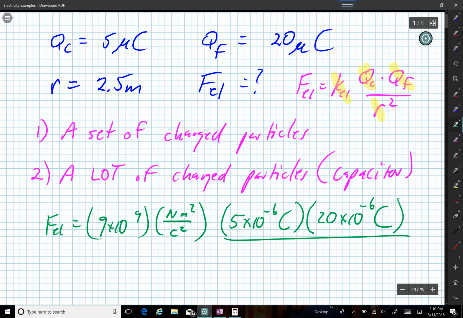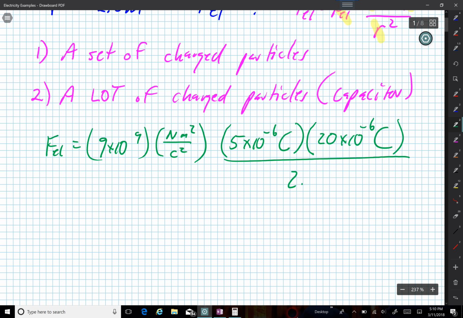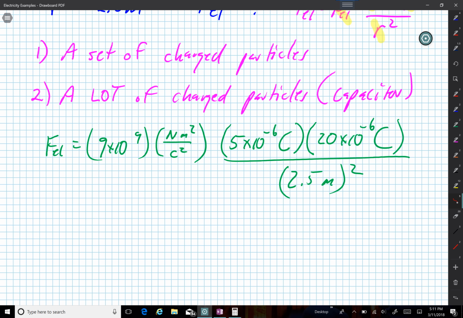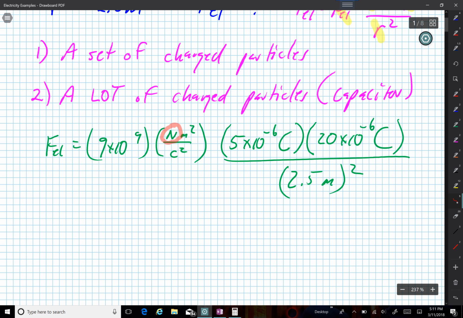And then I have to divide that whole thing by the 2.5 meters squared. And now let's check. I've got square meters here, and I've got square meters here. That matches. I've got a coulomb here and a coulomb here. That's a coulomb squared. There's a coulomb squared there in my electric constant. And I'm going to end up with newtons as my result, and that's the appropriate set of units for the electric force.